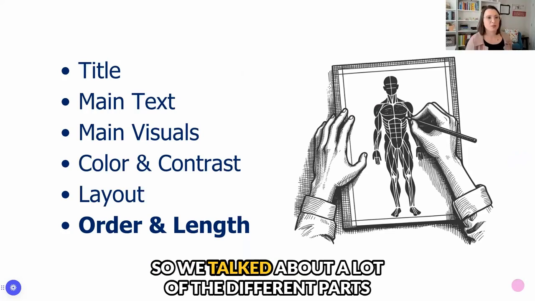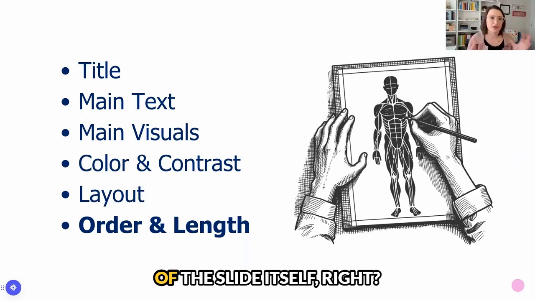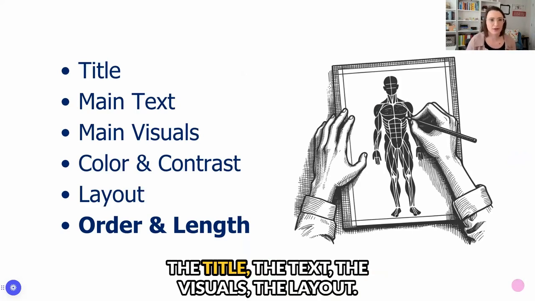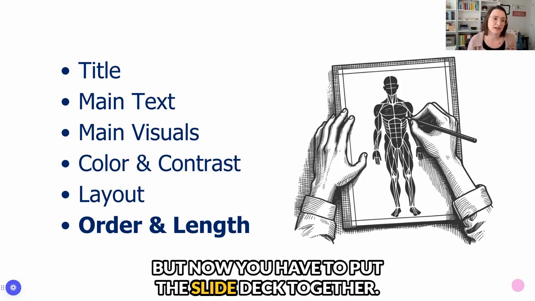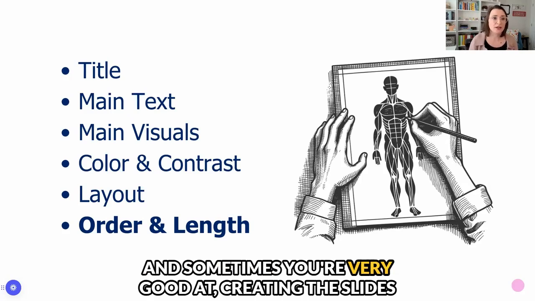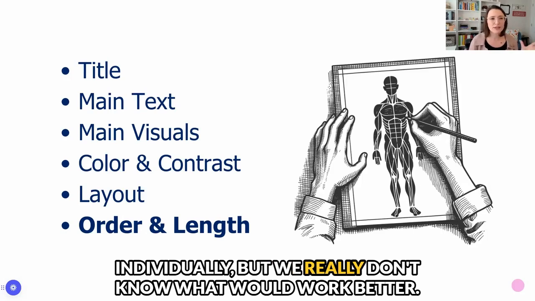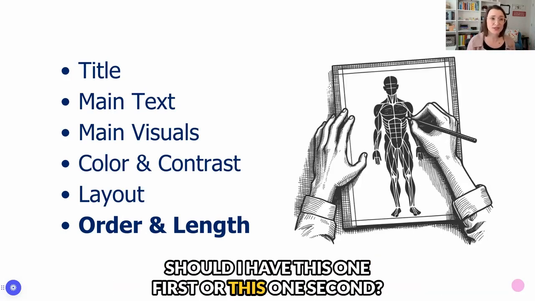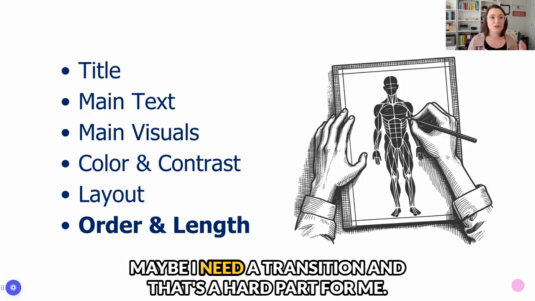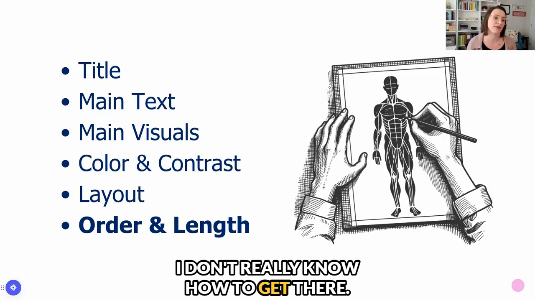So we talked about a lot of the different parts of the slide itself, right? The title, the text, the visuals, the layout. But now you have to put the slide deck together. And sometimes we're very good at creating the slides individually, but we really don't know what would work better. Should I have this one first or this one second? Maybe I need a transition, and that's a hard part for me. I don't really know how to get there.